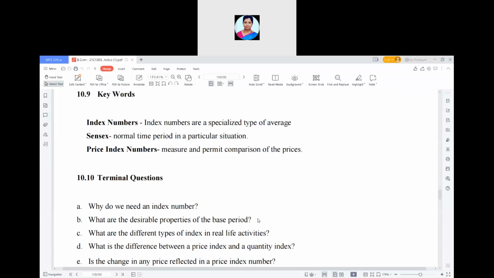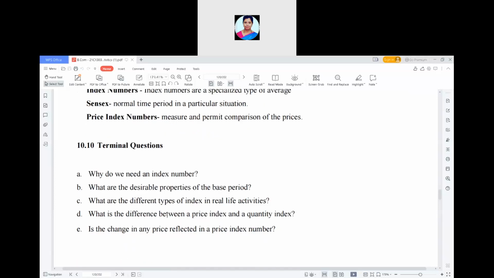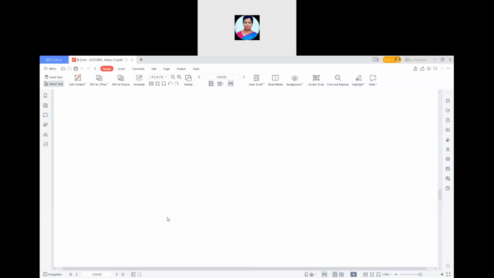And then we usually have the terminal questions of this unit. Why do we need the index number? What are the desirable properties of the base period? What are the different types of index in real life activities? What is the difference between the price index and quantity index? Is any change in price reflected in the price index number? These are the very basic questions in the terminal questions. With this, we wrap up unit number 11. Okay, thank you.